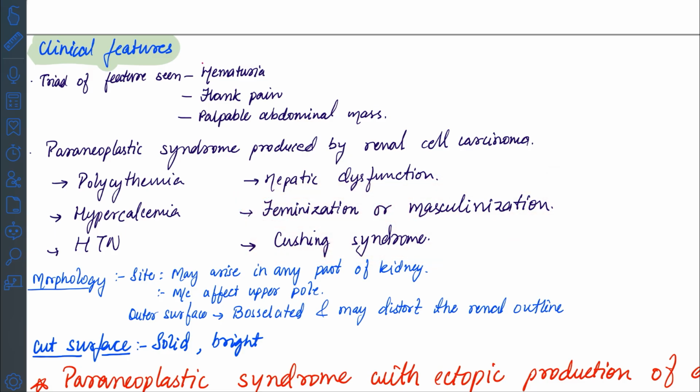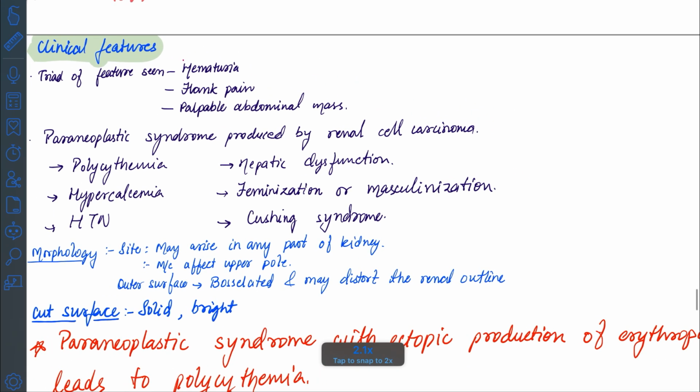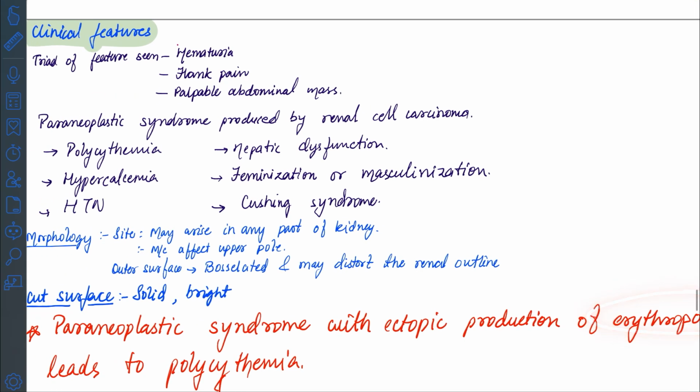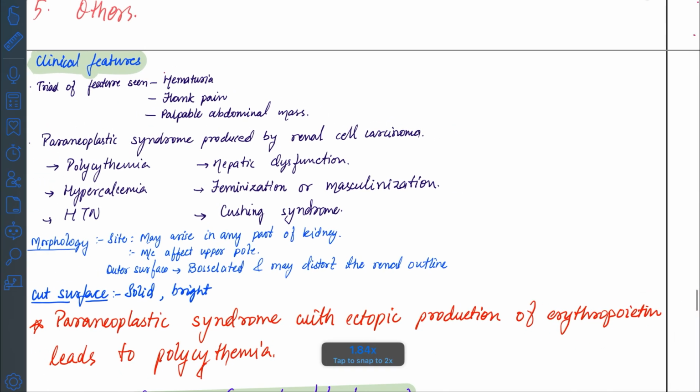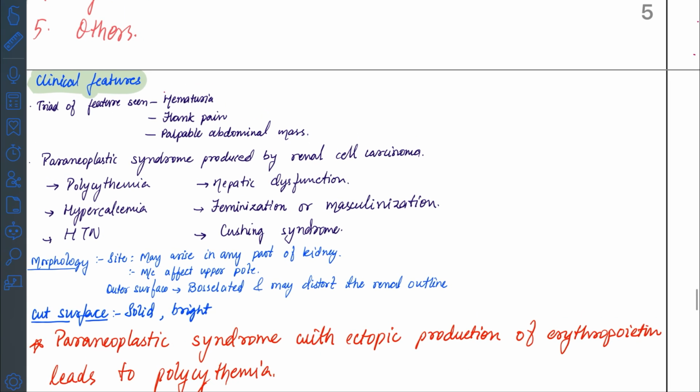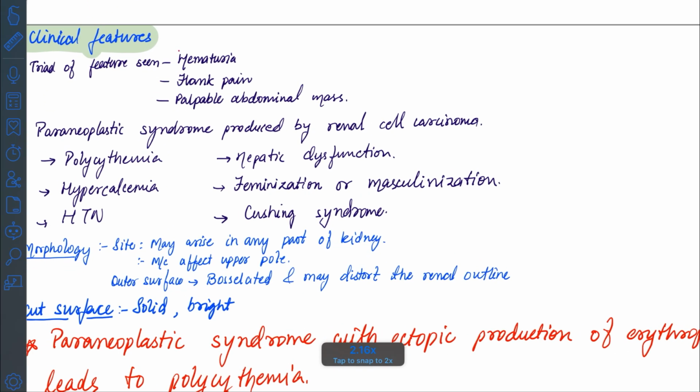Talking about polycythemia, in RCC there is ectopic production of erythropoietin hormone. You're familiar with erythropoietin, which helps in production of RBC. This erythropoietin helps in RBC formation. As there is excessive production of erythropoietin, it leads to polycythemia. This is a very important point. Please remember this.